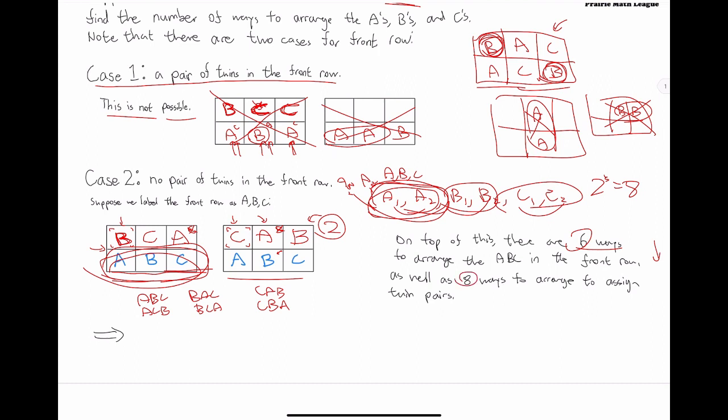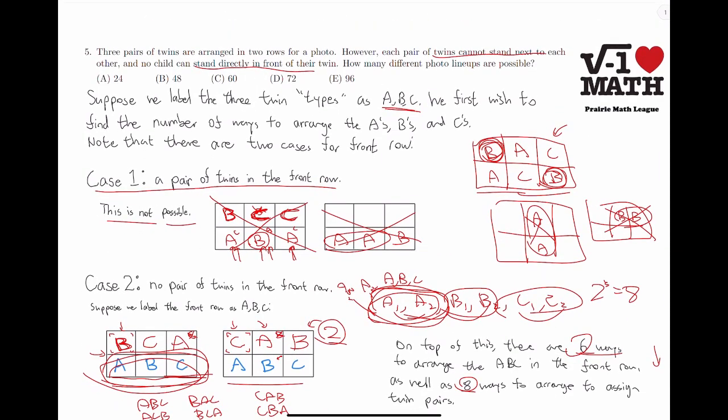Therefore, our answer is 2 times 6 times 8, 2 from here, 6 from here, and 8 from here, which gets 12 times 8, which is equal to 96. And that is option choice E.